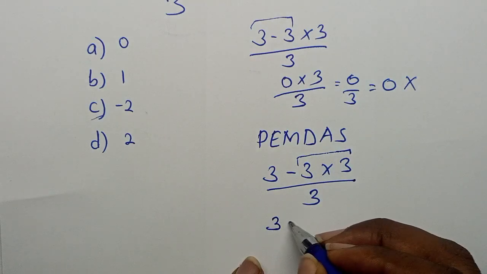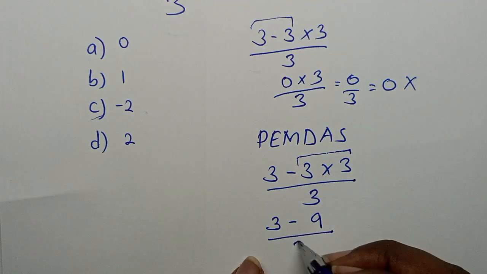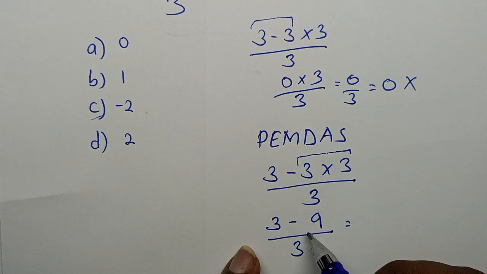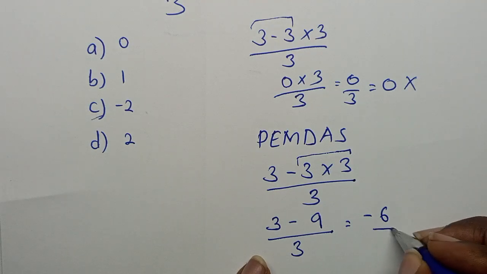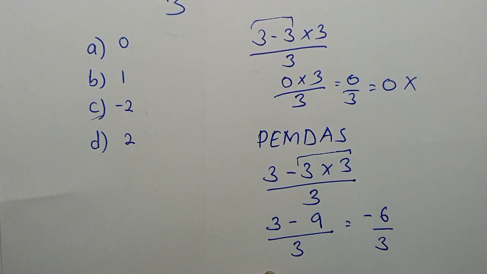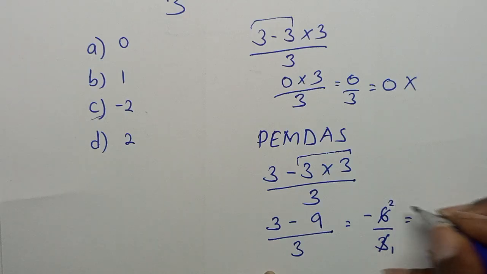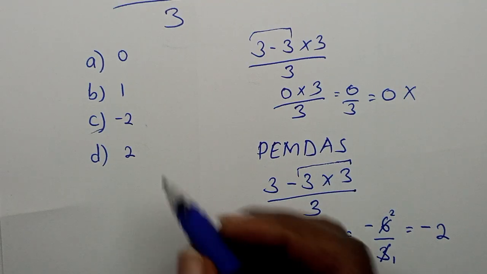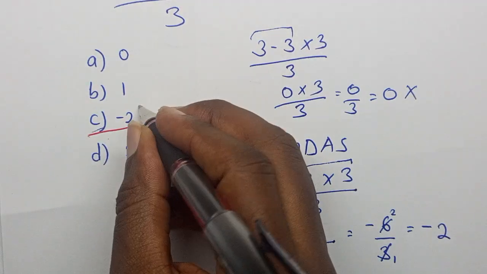So we shall have 3 minus 3 times 3 is 9, so over 3, which will be equals to 3 minus 9 is minus 6 over 3, which is equals to, this goes into this twice, so we shall have -2. And therefore, C was the right answer with -2.